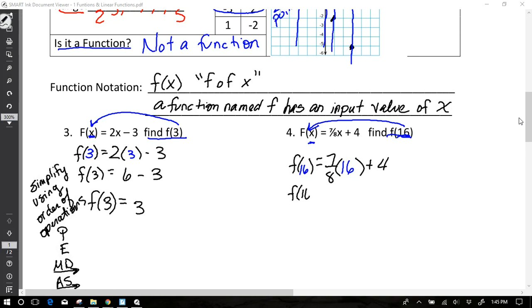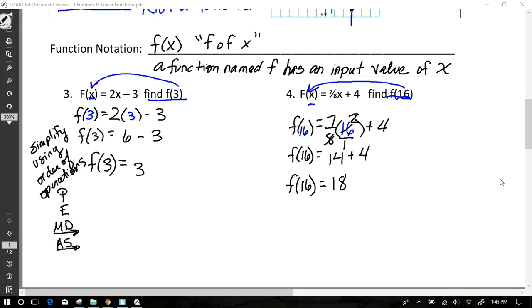So f of 16 equals, I do see some multiplication here. I have 7/8 times 16. If it helps you to put that over 1, you can. 16 over 8 is just a 2. And then 7 times 2 is 14. And then bring down the plus 4. And then f of 16 equals 14 plus 4 is 18. And that's my answer.